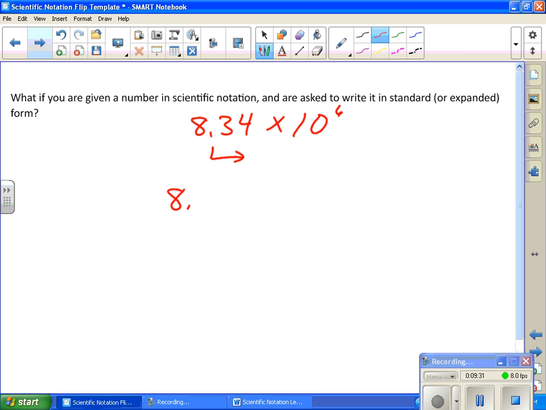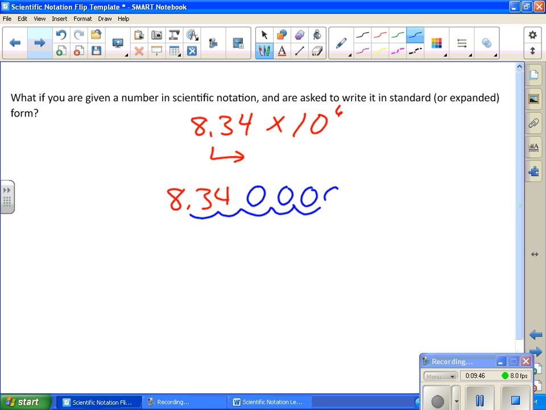So let's do that. If we're going to move this decimal point, we're going to have to put in some more zeros. So we move it 1, 2, we need another 0, 3, another 0, 4, another 0, 5, another 0, 6. So it's going to end up right here. So we are taking it out of that position and moving it over 6 places. That gives us a number of 8,340,000.